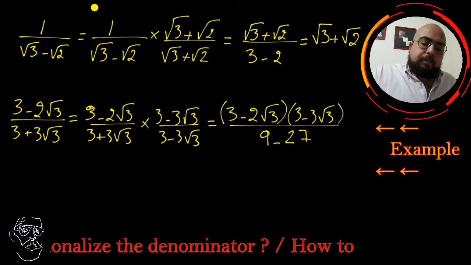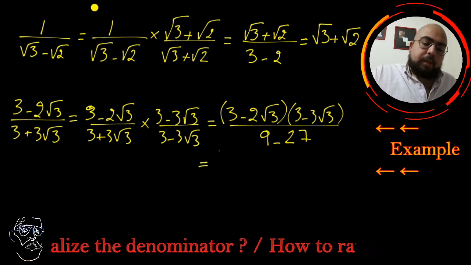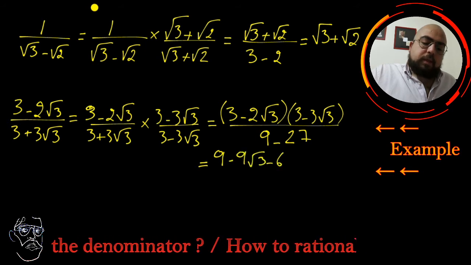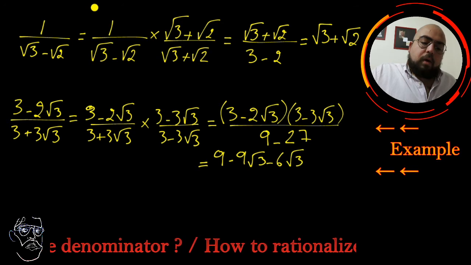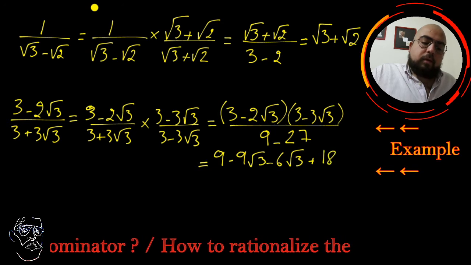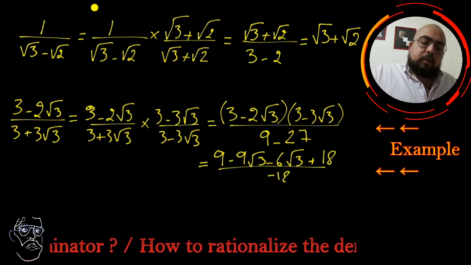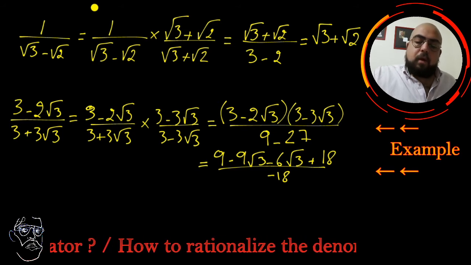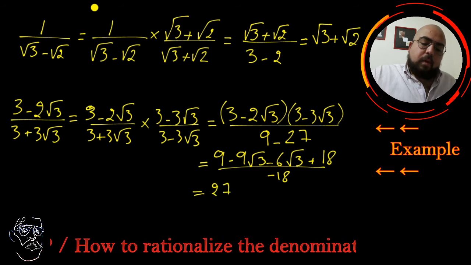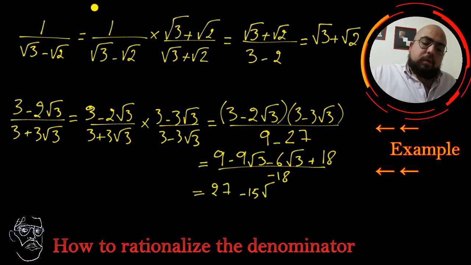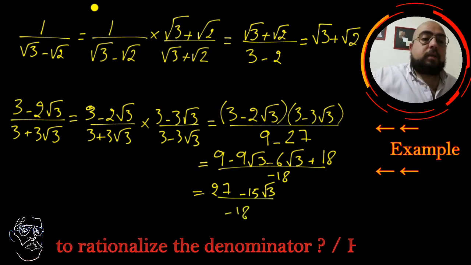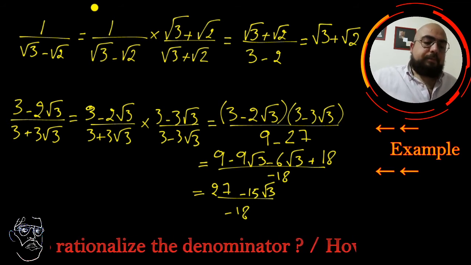Now of course I can rearrange it. It will be 9 minus 9 square root of 3 minus 6 square root of 3 plus 6 times 3, 18 over minus 18. Alright, so the final answer, we can say it's 27 minus 15 square root of 3 over minus 18. So this is how we rationalized this fraction.